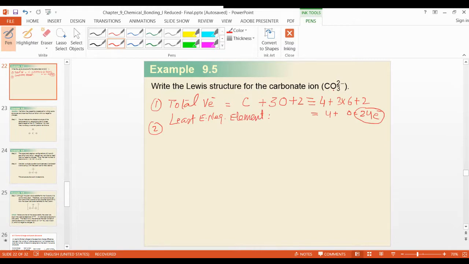Electronegative element. So which one is least? Oxygen or carbon? Carbon. So you will put carbon here, as the central atom. And what you do? This is 3 oxygen, right? So how do you arrange 3 oxygen?